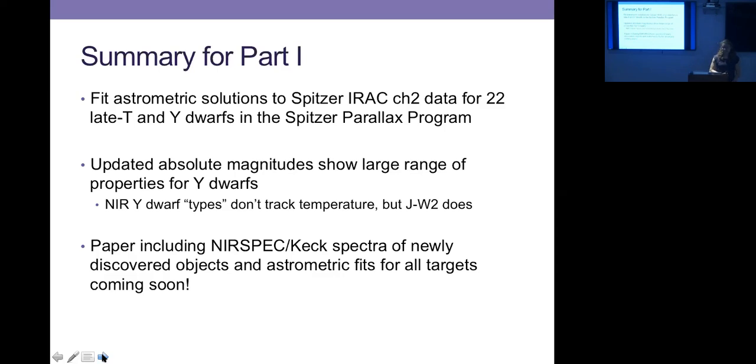Unfortunately, once JWST dies, we'll be back stuck with near-infrared measurements. Don't say that.